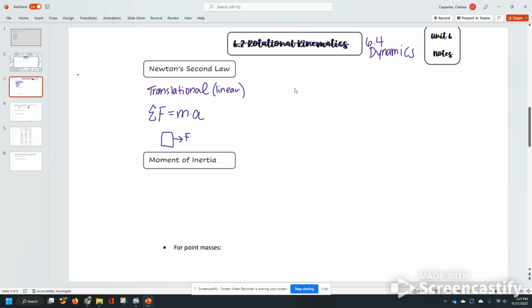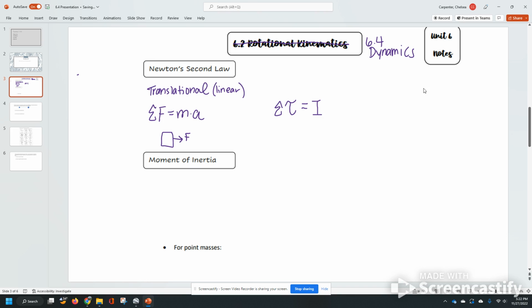So instead of the sum of forces, we're going to have the sum of the torques on an object equals, instead of mass, this thing called moment of inertia, which we'll talk about more, and that has the letter I, and that is all about the distribution of the mass.